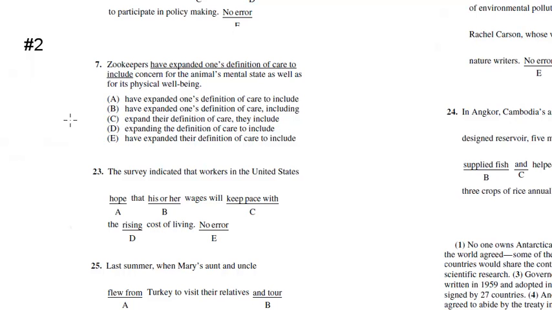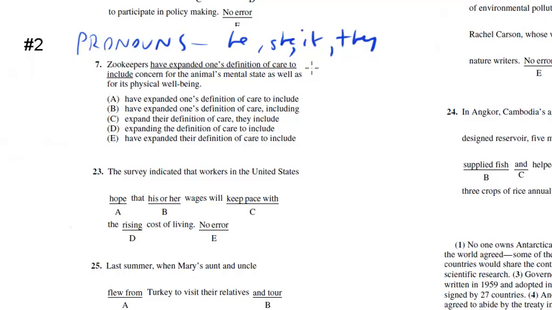Let's move on to error category number 2. This is pronouns. So pronouns are the things like he, she, it. They're nouns that replace other nouns. So let's look at some examples of the errors you might see. Zookeepers have expanded one's definition of care to include concern for animals' mental state as well as for its physical well-being. Well, we look at this.